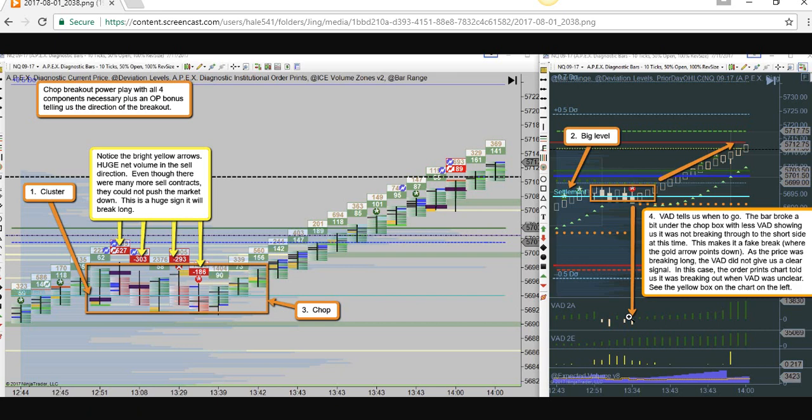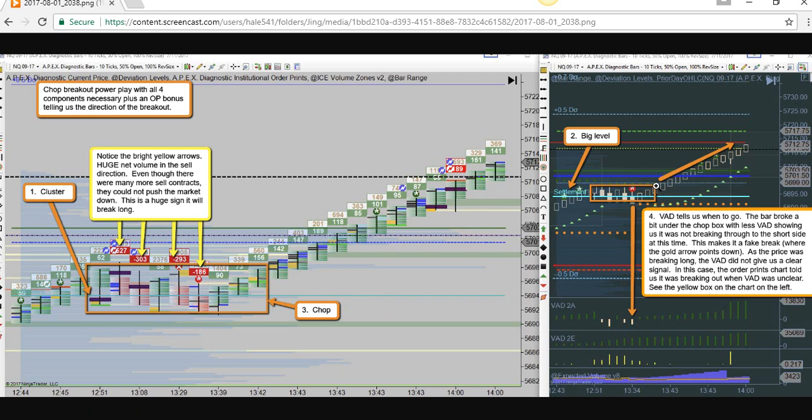So VAD did do one thing that we wanted. As these bars are going up and price is going up, VAD is starting to build. You see that? It's slowly getting bigger. And that's one thing we want, a slow progression of VAD building up. We like that. We don't want a quick burst. That's just a fake out. We want that slow build up of VAD.